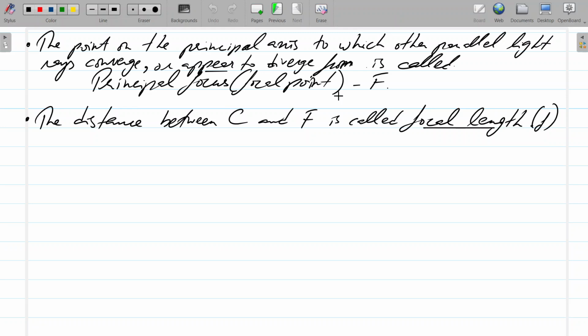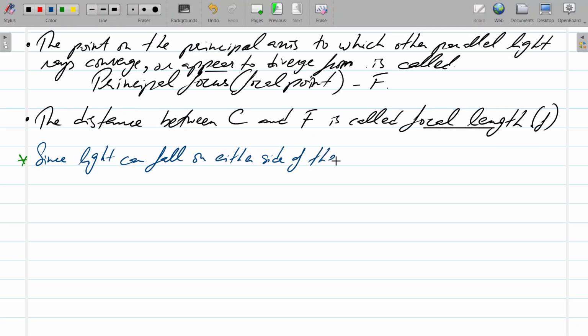Now they mention that, since light can fall on either side of the lens, or as the book says, on both faces of the lens, there are two principal focuses or two principal foci, which is basically plural for focus, right?